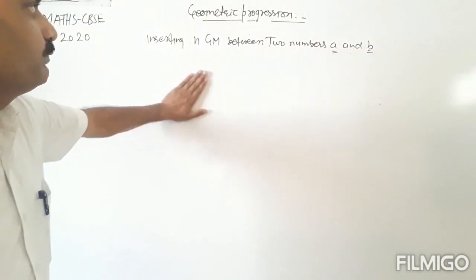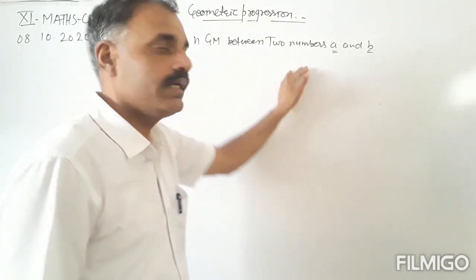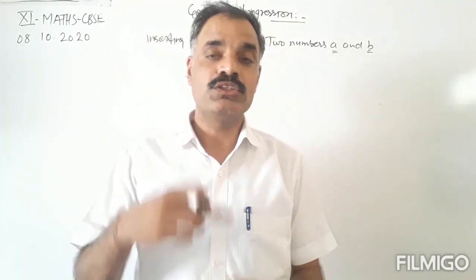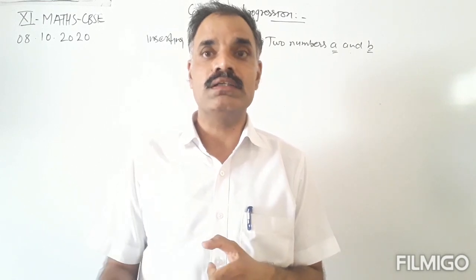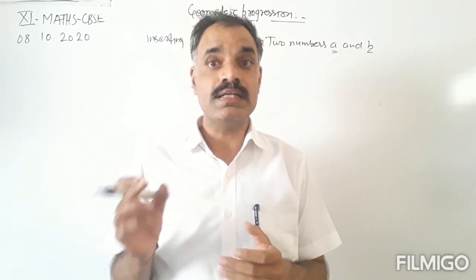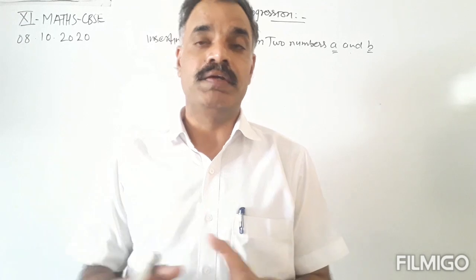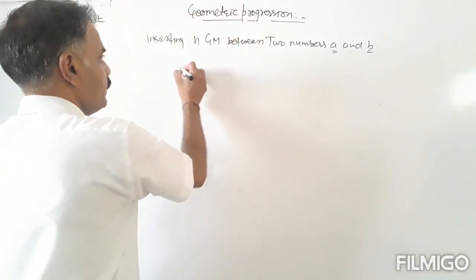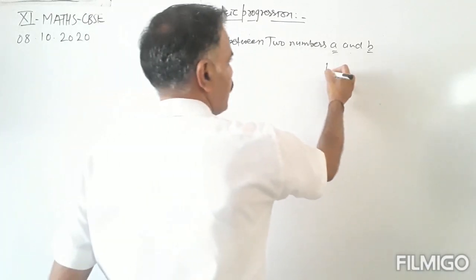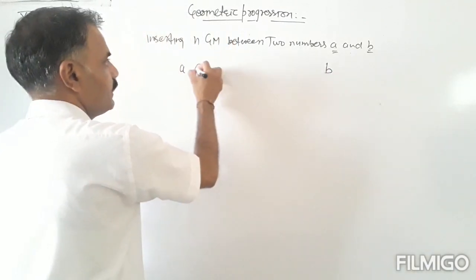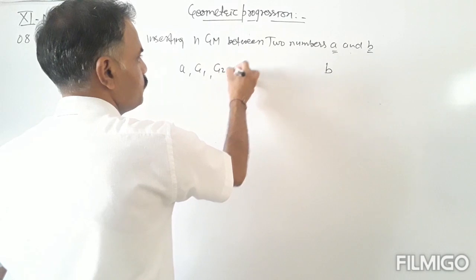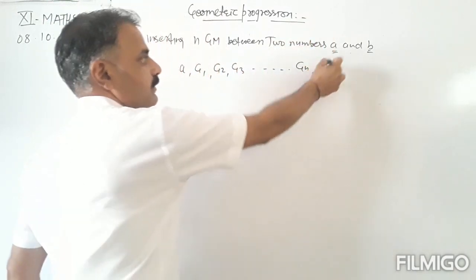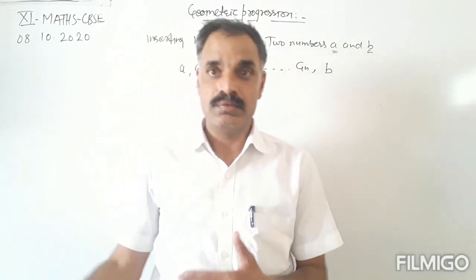Okay, so we want to insert n geometric means between two numbers, so that the resulting sequence is a GP. Here a is the first number, b is the last number, and we want to insert G1, G2, G3 and so on up to Gn in between the two numbers a and b.